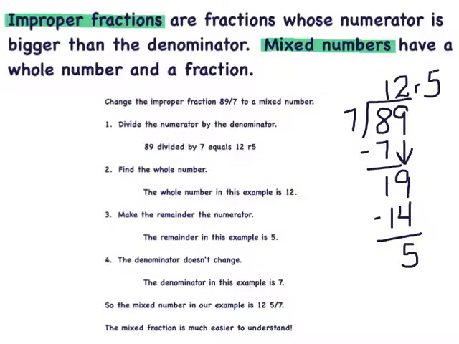Now, first let's find the whole number. Well, the whole number in this example is the 12. And here's the important part then, to find the fraction part of my mixed number. The remainder is always going to be the numerator. So this remainder I write as my numerator. The denominator doesn't change, and that's always going to be the divisor. So the mixed number in our example becomes 12 and 5/7. 12 and 5/7 compared to looking at 89/7. Wow, that mixed number is much easier to understand.